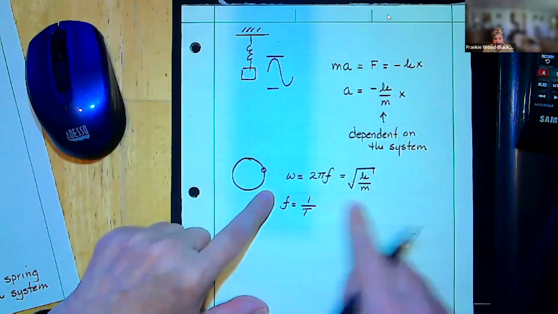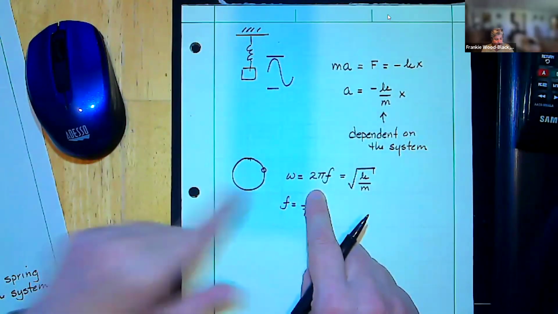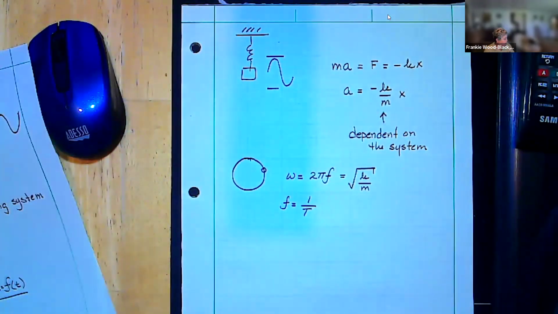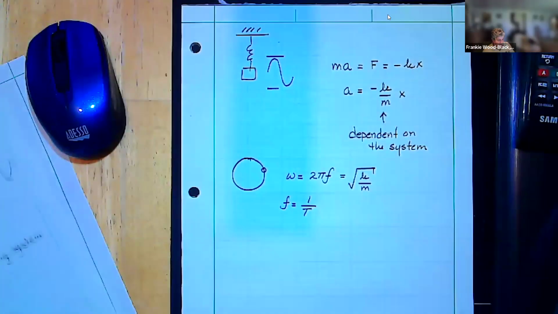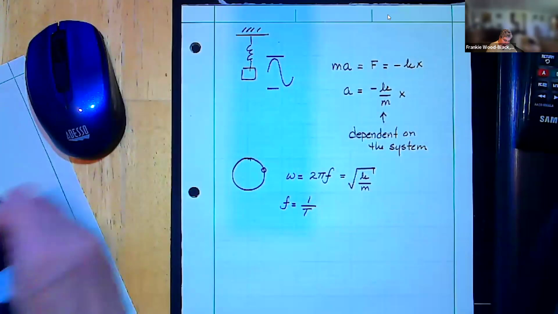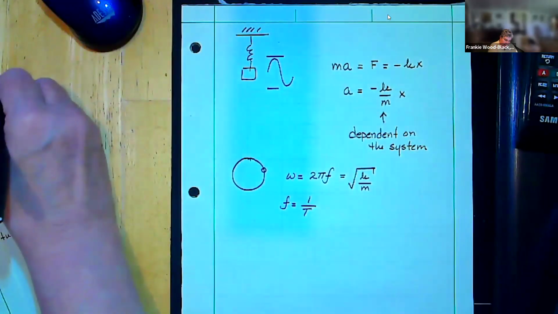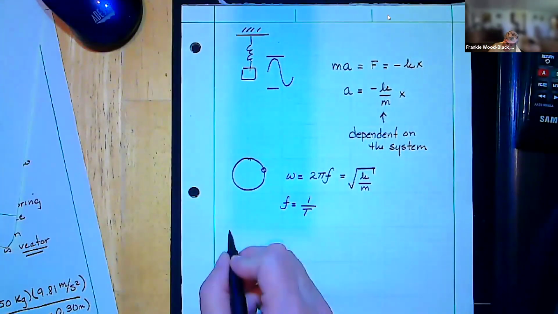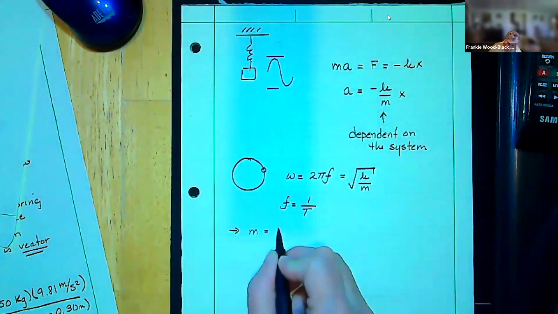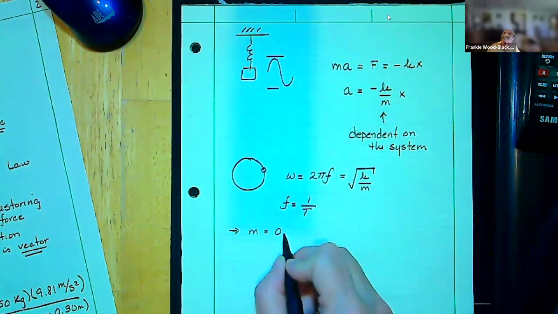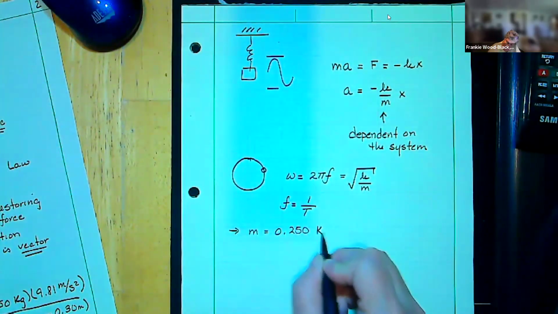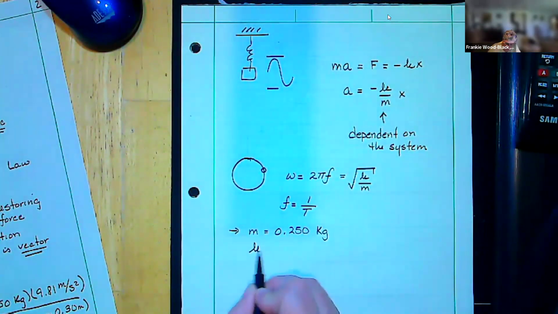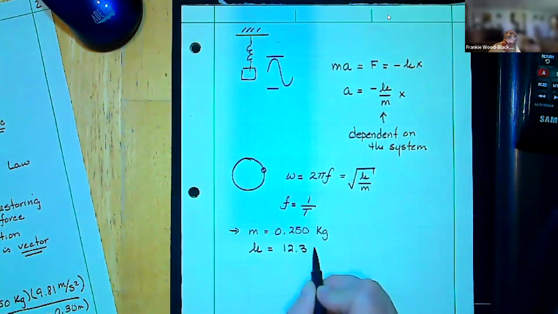And now I can actually figure something out. So if we want to figure out for our system that we did, hang on, I want to make sure I got my pages numbered. We calculated, so we started with our system, our mass was 0.250 kilograms. Our spring constant, we calculated as 12.3 Newton meters.